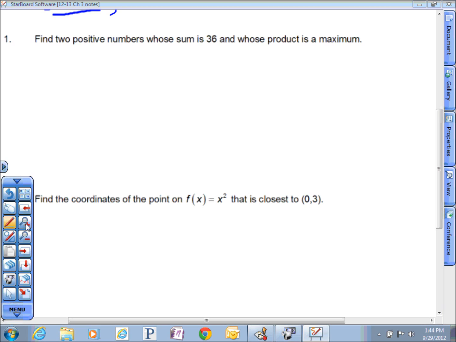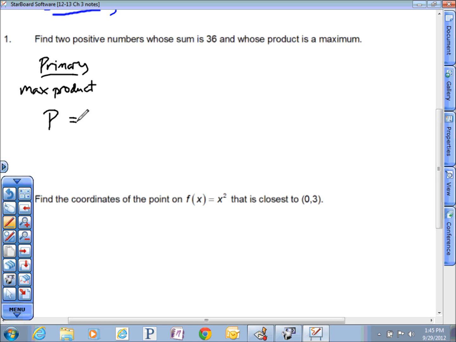Okay, so let's start this off the right way. So I need a primary equation. What are we trying to do? It looks like we're trying to maximize product. So I'm going to use the letter P for product. So my primary equation, I'm going to have product in there. I'm looking for two positive numbers whose sum is 36.